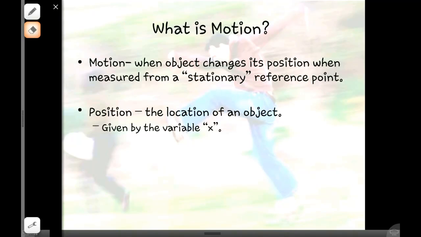Let's go ahead and define what position is. Position is just the location of an object. Either that is a Cartesian coordinate on a grid, or it's a relative position measured from that stationary object. And we usually give it the variable x.